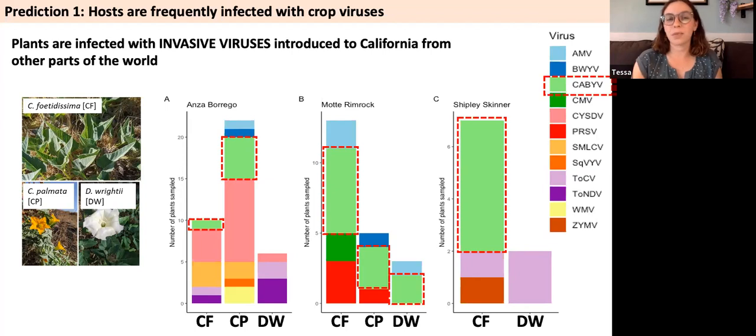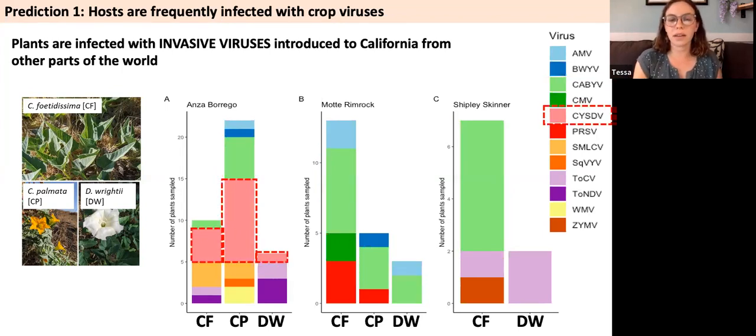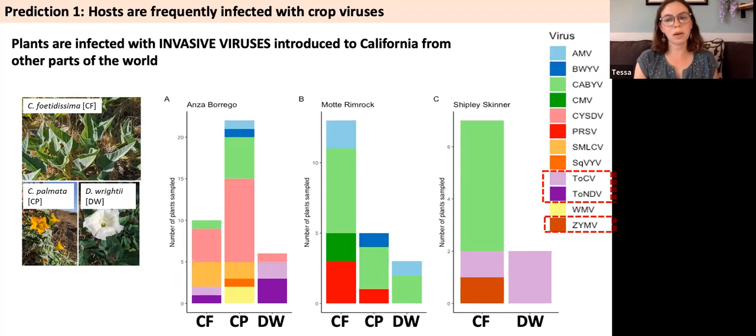Plants are infected with invasive viruses introduced to California from other parts of the world. So you'll notice that there's this one color, that light green, that is the virus called Cabiv, and that is not from California. Our research was the first to find it in California. The same with CYSDV, that one is also not from California and had only been recently reported in the Imperial Valley agriculture in the past two decades. Same with the light purple bar, TOCV, that one also had never been reported in California before.